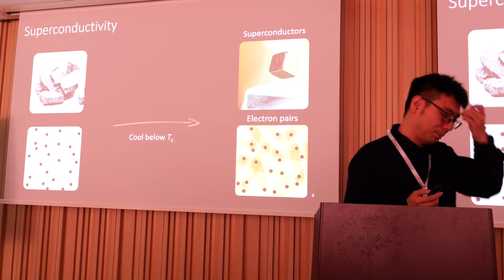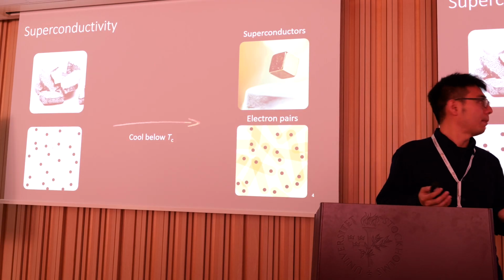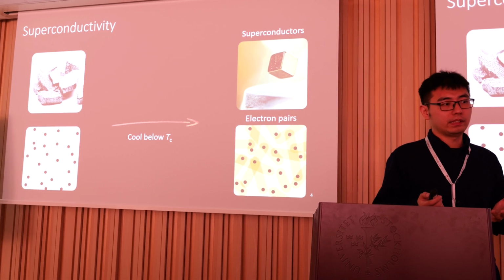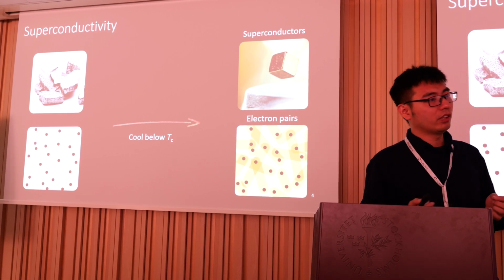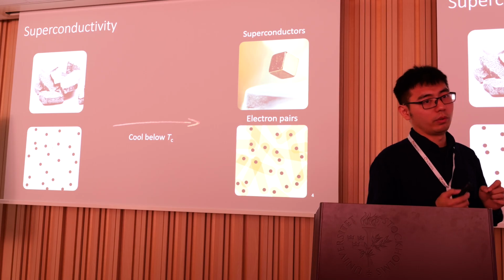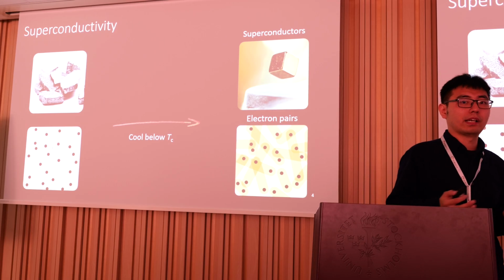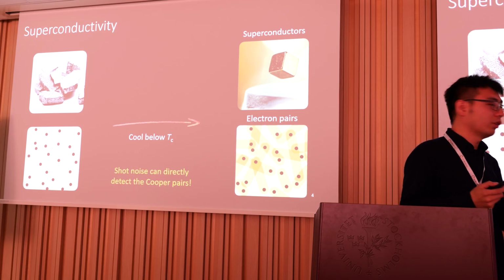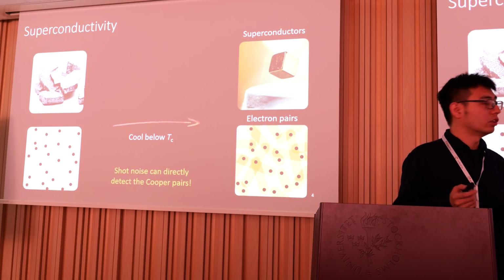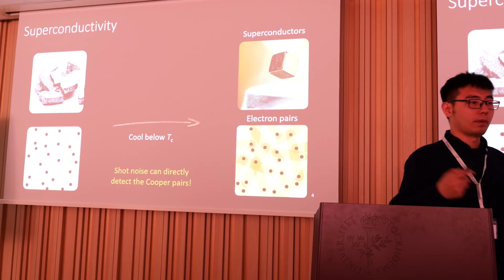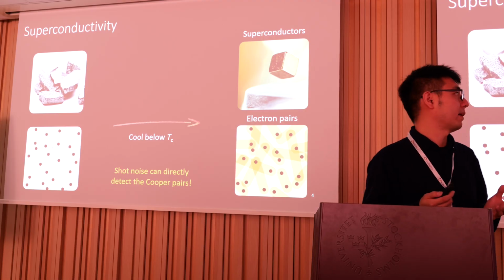In BCS theory, we have Cooper pairs in the superconducting state, but usually it's very difficult to directly detect these Cooper pairs. We always use some indirect way to measure it, like thermal transport and measuring the density of states. But today I will show you a technique called shot noise. It can directly detect Cooper pairs, detecting the effective charge of the Cooper pair.